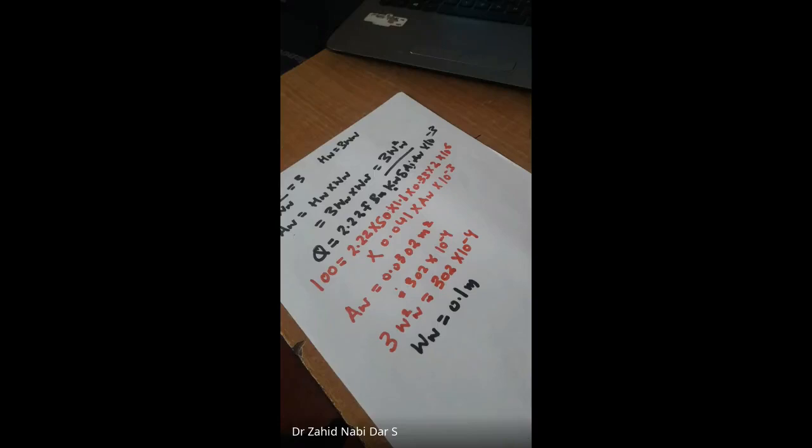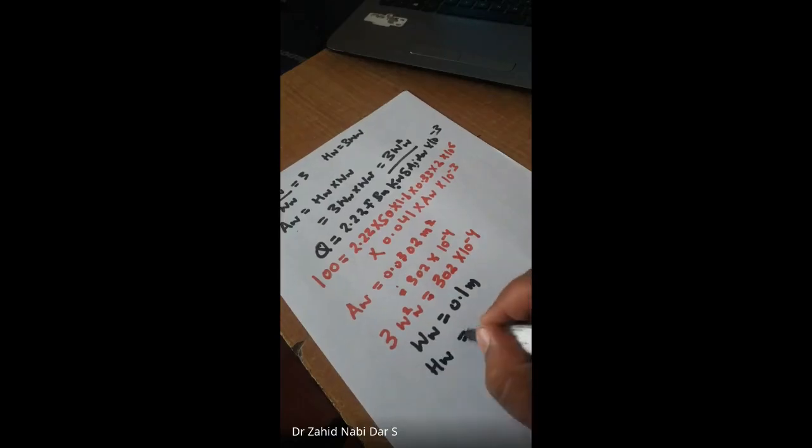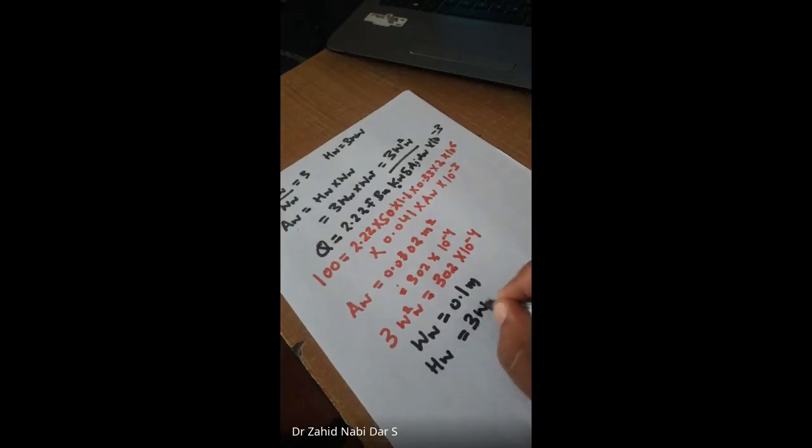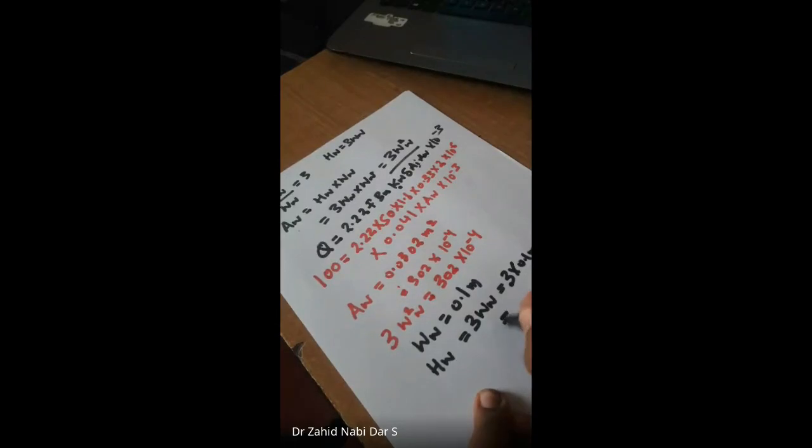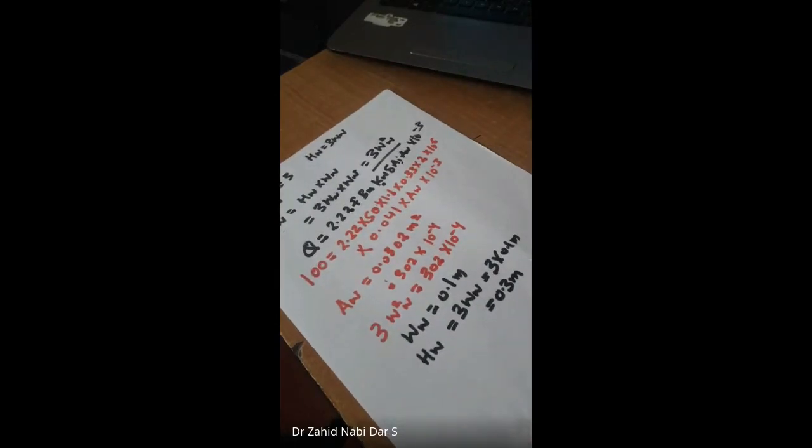Yes, sir. Okay, so nice. So the height of the window is three times this. So now your height of the window HW is three times WW. So this would be 3 into 0.1 meter. So this would be how much? 0.3 meter.